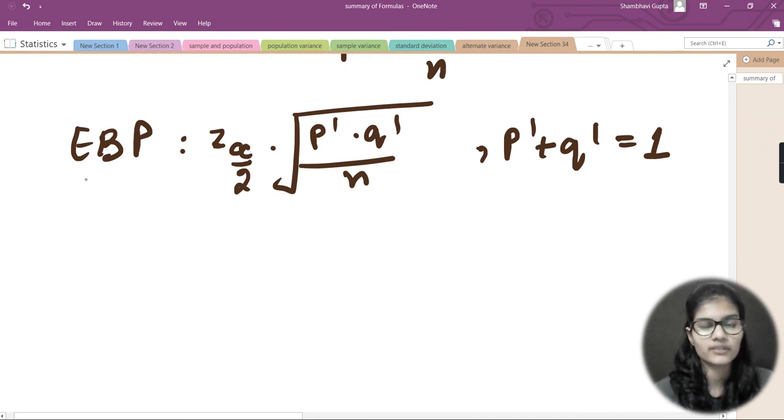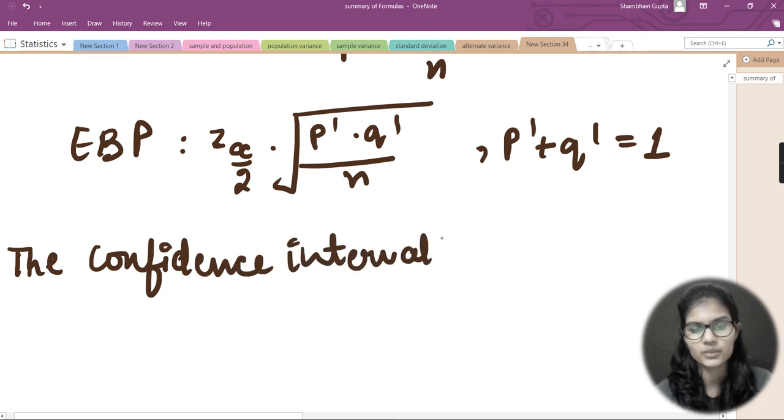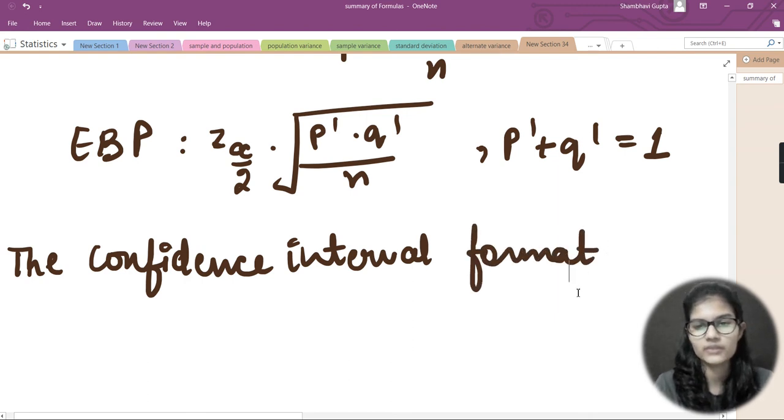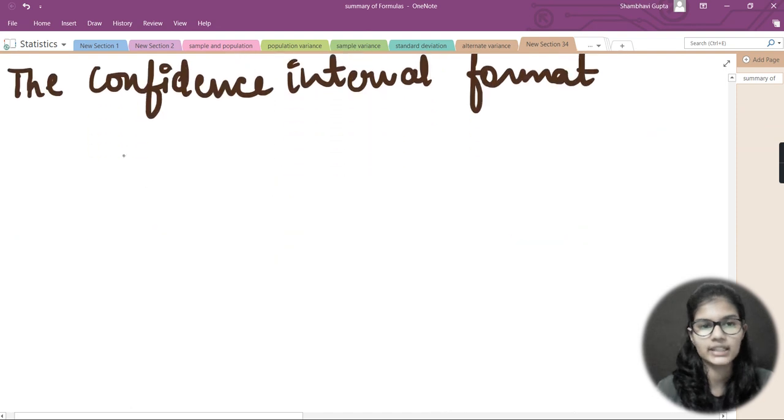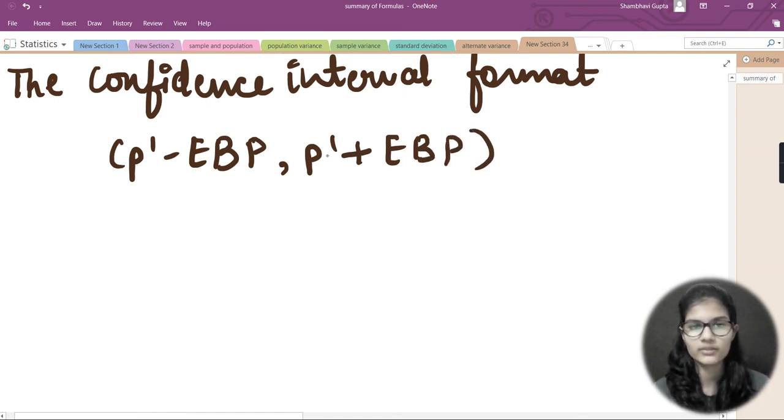Now basically what was the confidence interval format that we're having here? So I'll be adding the confidence interval format, and coming down I would be writing here P dash minus EBP, comma, P dash plus EBP, right? This was the confidence interval format that we were having for this, right?